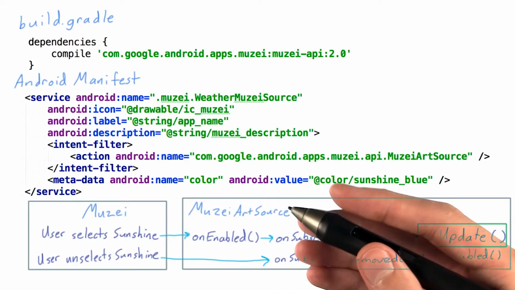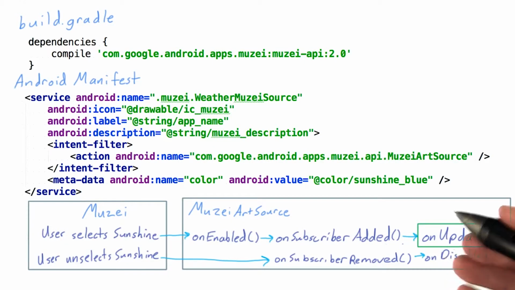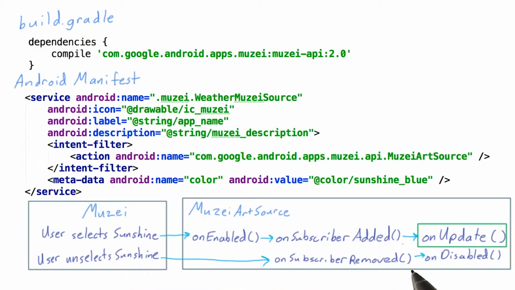So what happens when a user selects our app for their wallpapers? First, we get a callback in our Muzei art source of onEnabled. Then, onSubscriberAdded. Then comes the most important one, onUpdate. This is where we'll publish our wallpaper, making it available to Muzei. Similarly, upon selecting a different app, we'll get an onSubscriberRemoved and onDisabled callback.